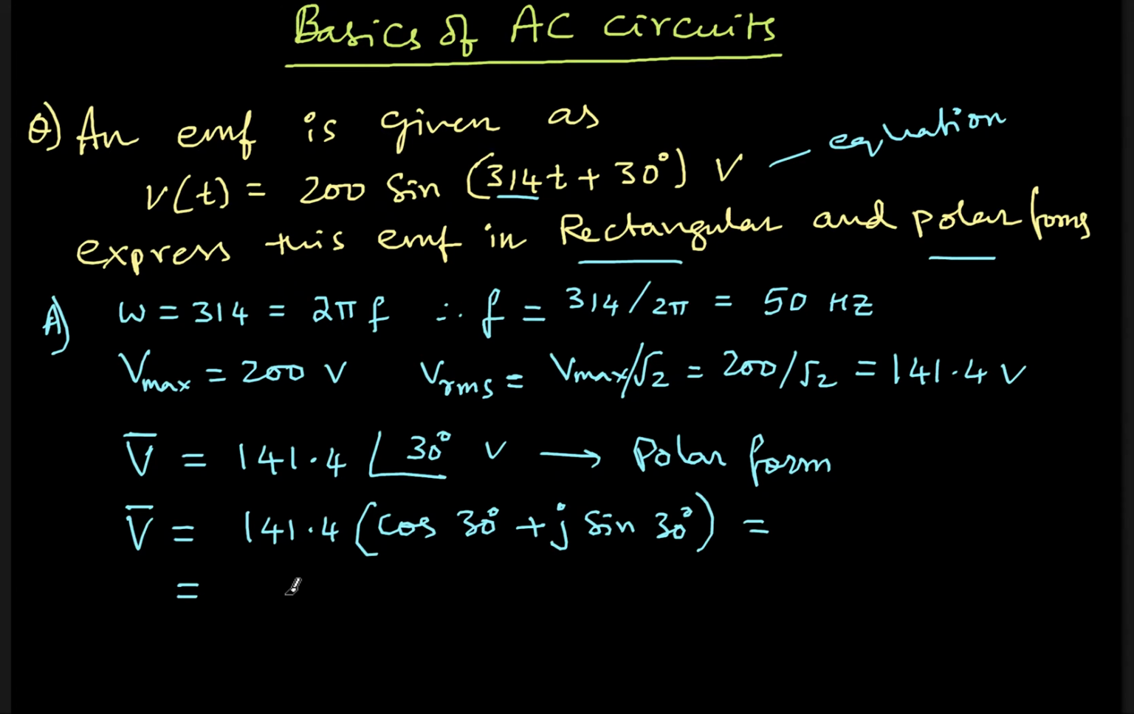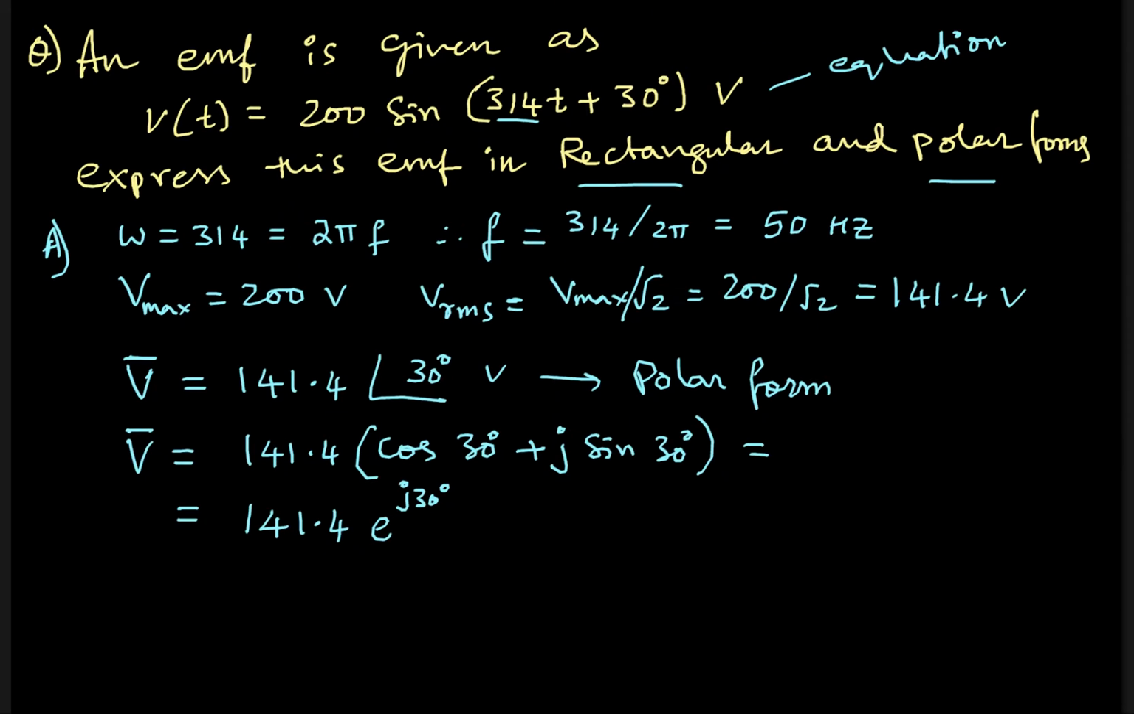There is another way to represent it, that is e to the power of j 30 degrees. If you do this, equivalently it will come. So mathematically, e to the power of j theta is cos theta plus j sine theta. So let me write it here.